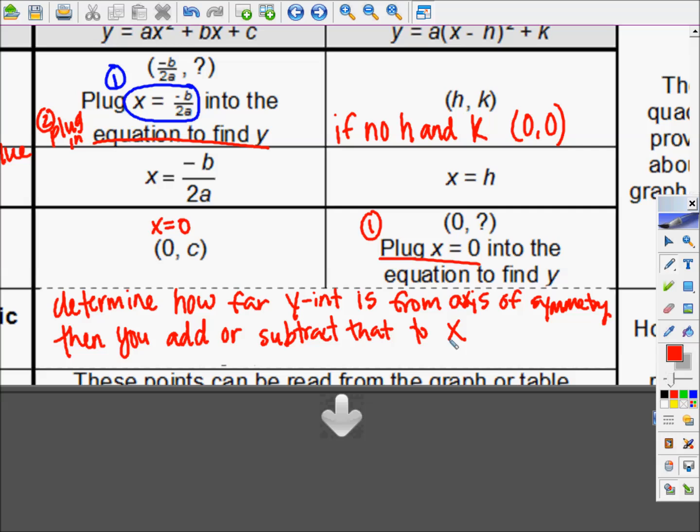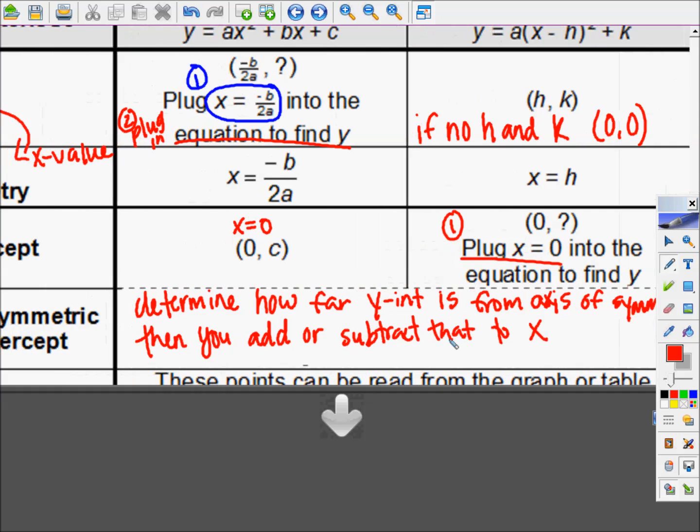Okay? So then you figure out how that is, and you're going to add or subtract it to x. If I'm starting off on the left side, then to figure out the right side, I have to add. If I'm starting off on the right side, to figure out the left side, I have to subtract. And we're going to do an example.